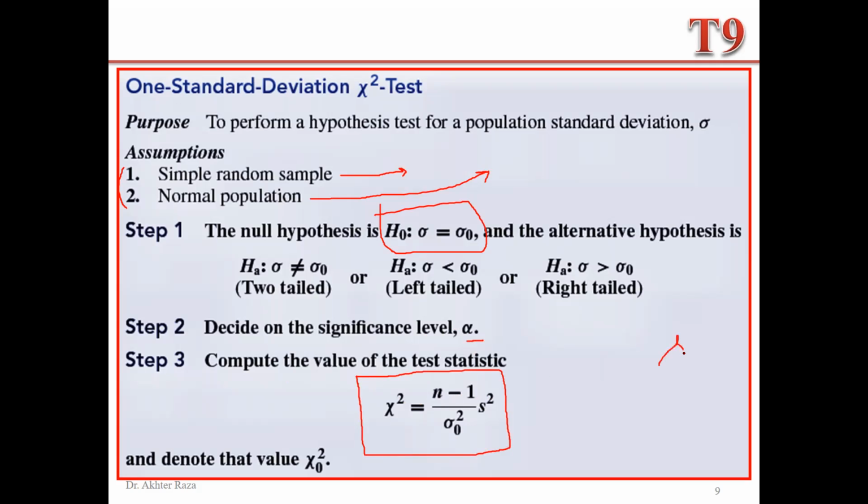This test is a ratio of the sample variance to the population variance, multiplied by the degrees of freedom. So that is quite a simple way to recognize this formula. This formula is referred to as the chi-square test statistic, or the chi-square observed value.